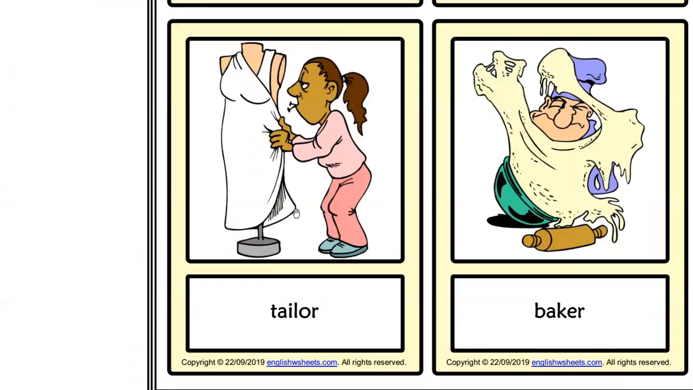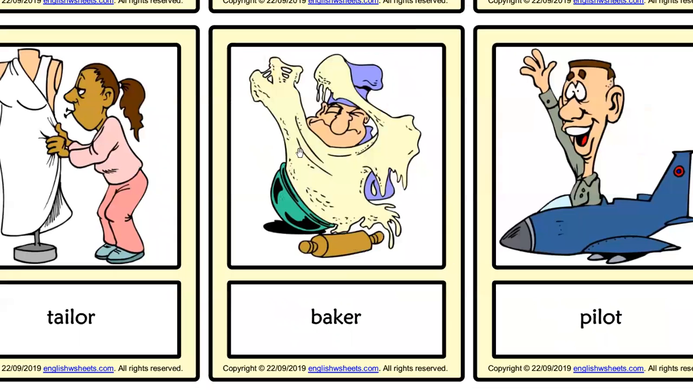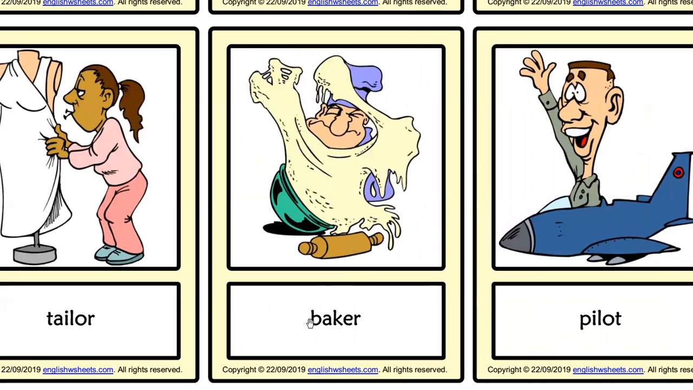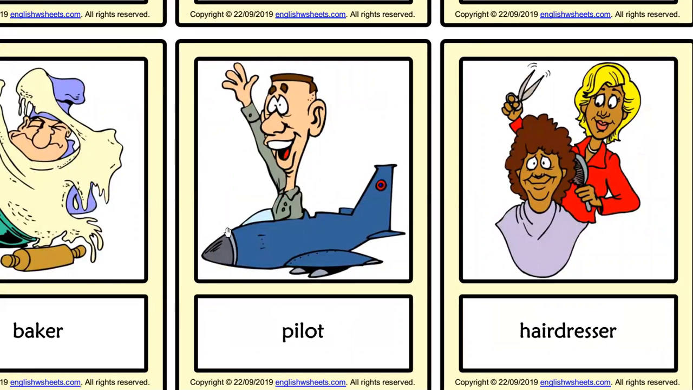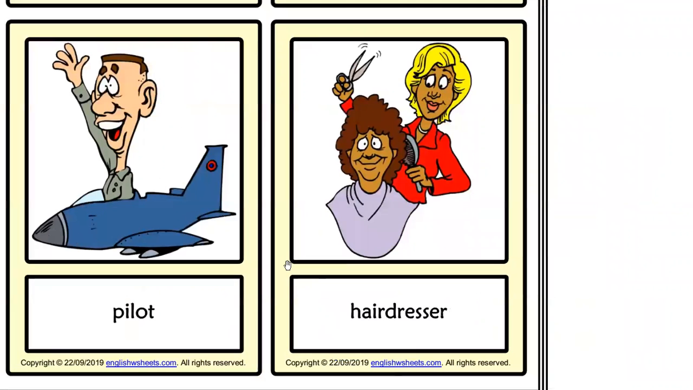Then we have a tailor. The tailor is the person who helps you when you have problems with your clothing. For example, if you have a dress and you need it to be bigger or smaller, you can hire a tailor. Then we have a baker that is similar to a cook, only that he only bakes cookies or pies or cheesecakes, cakes too. Then we have a pilot, a person who works in an airplane. And finally, we have a hair.